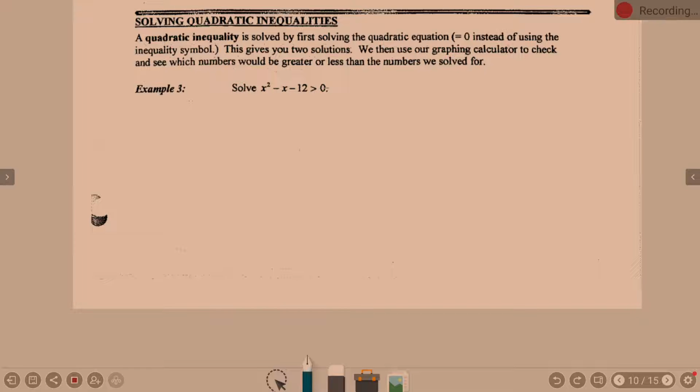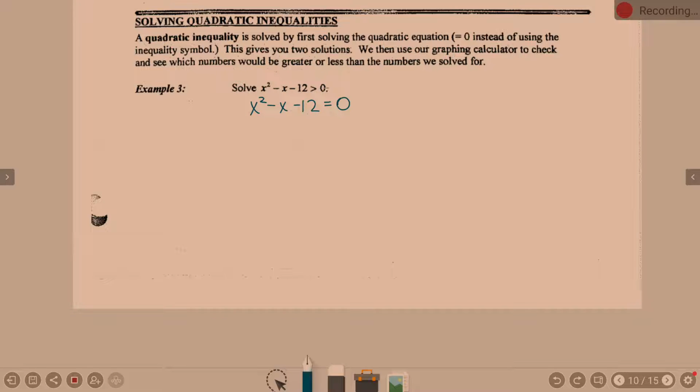As we work to solve this quadratic equation, in other words, setting it equal to 0, we're solving it because that's going to give us our solutions. We just then have to figure out the less than or greater than part. So think about the equation x squared minus x minus 12 equals 0. What are my options for solving that?